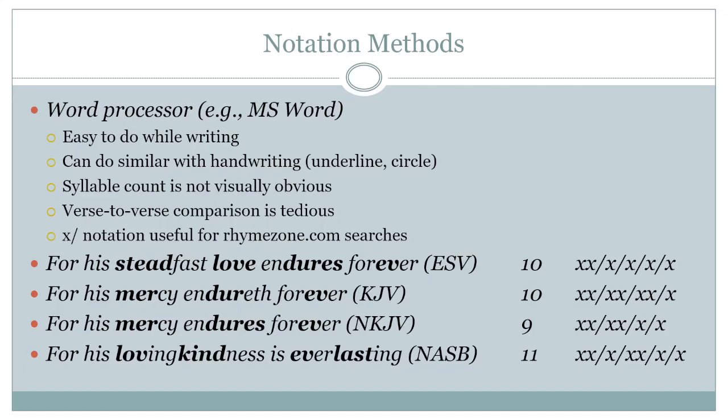The New American Standard is 11. It changes mercy to loving kindness and endures to everlasting. I'll read it straight and then I'll read it with rhythm. "For his loving kindness is everlasting." Or, "For his loving kindness is everlasting." That's a good rhythm. It feels good. It's natural to sing. That's not the rhythm I was going for, or that worked well with my song. But you can just see how this word choice and even this translation choice as the source for that song changes the rhythm, changes the meter.